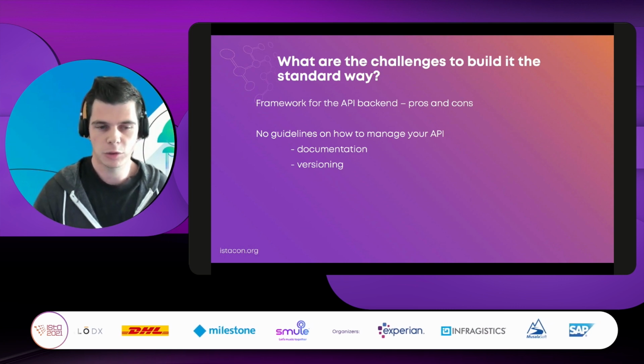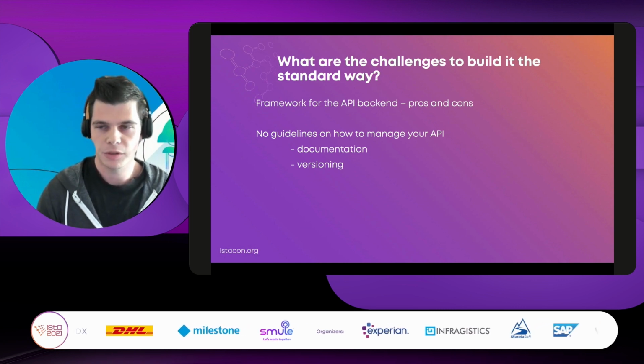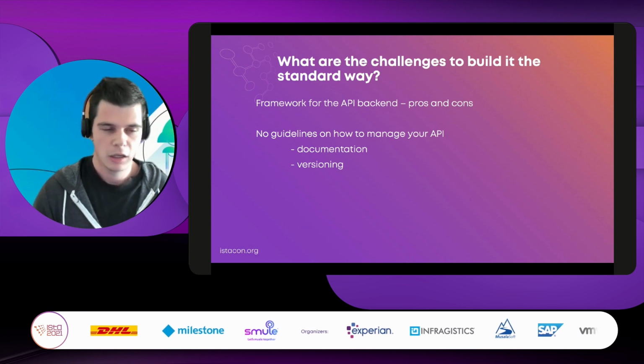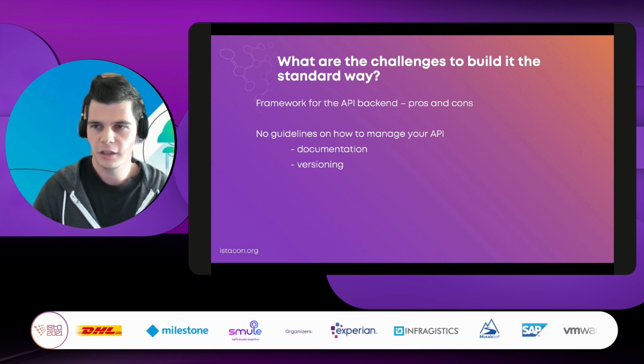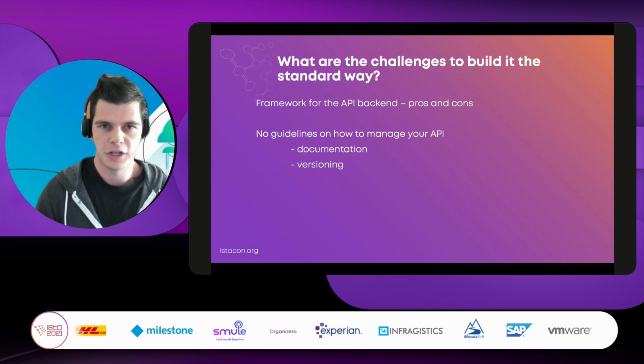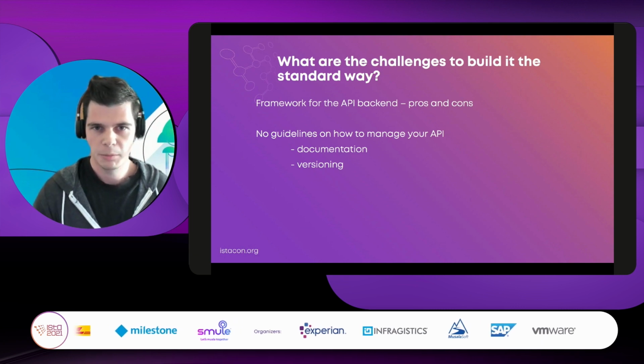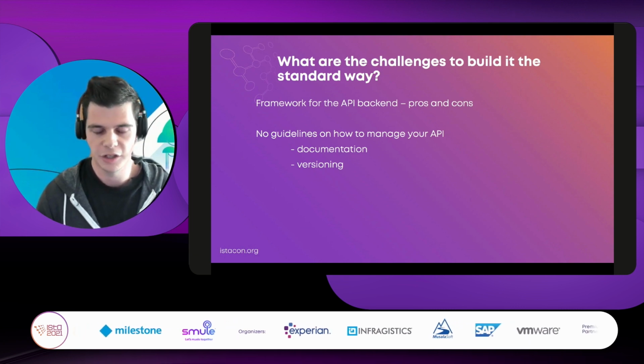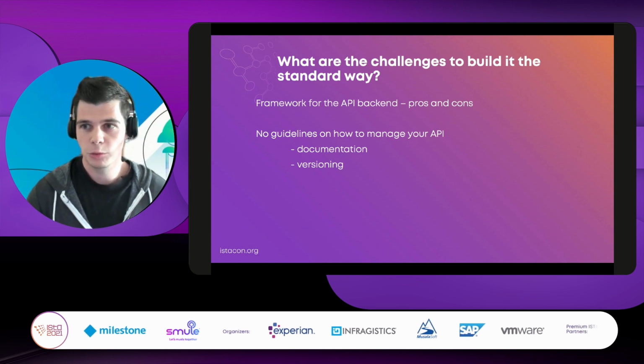And inevitably, sooner or later, you need to make a backwards incompatible change to your API. Backwards incompatible change means deleting a field or renaming a field or changing the type of a field. Basically something which will break existing integrations. And the question here is, what do you do in this scenario?